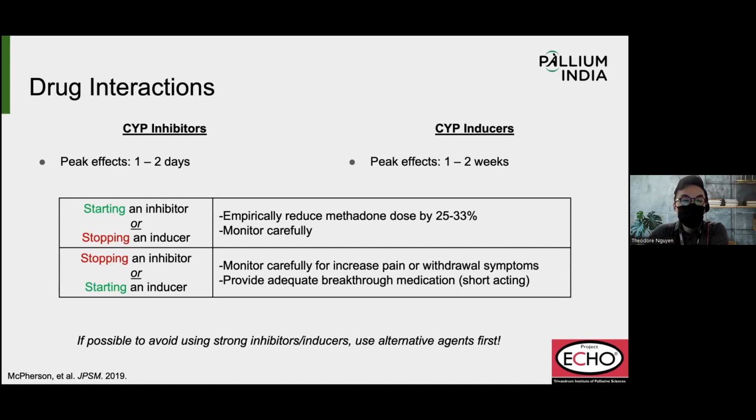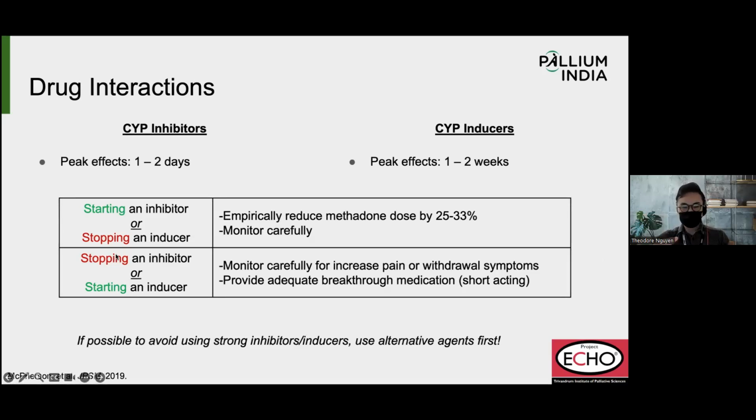So when we talk about CYP inhibition, there is actually a difference in how it affects the enzymes. Typically with CYP inhibition, the peak effects can occur in 1 to 2 days, versus CYP inducers, which actually affect our protein expression of these CYP enzymes, so the peak effects may take 1 to 2 weeks before they occur. Our recommendation in cases where we're starting an inhibitor or stopping an inducer, both scenarios where we would expect methadone levels to increase, is to empirically reduce the methadone dose by 25 to 33% and monitor carefully. If there's concern with reducing the dose and increased pain, we would still empirically reduce it because we can always titrate back up once we reach these peak effects.